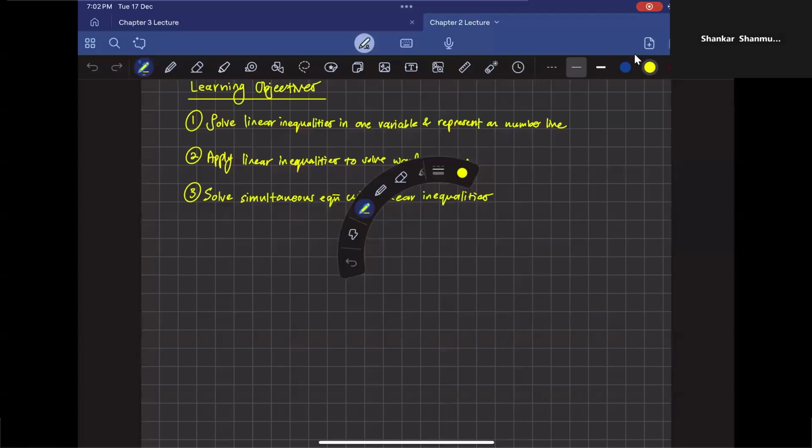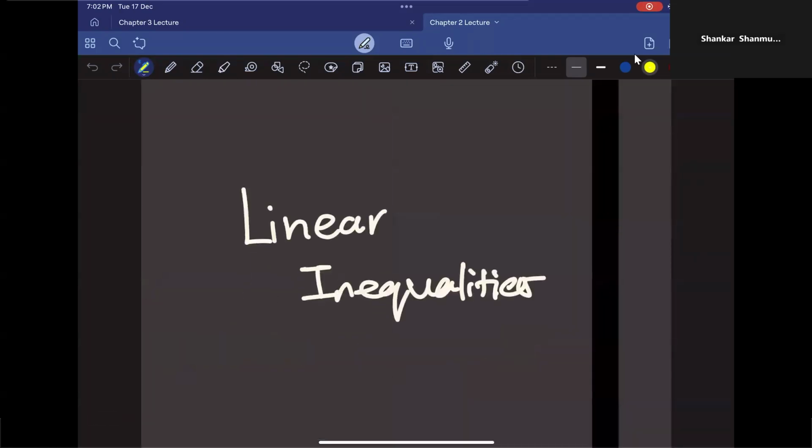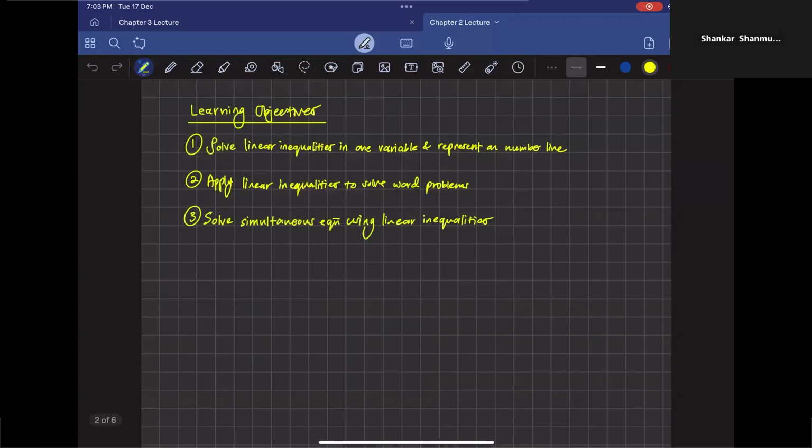Okay, hi guys. So today we're going to be looking at linear inequalities. So that's your chapter 2 for your syllabus. So let's look at the learning objectives for today. You should be able to solve linear inequalities with one variable and represent it in a number line. I believe you should have learned this before already. And then on top of that, you should apply linear inequalities to solve word problems.